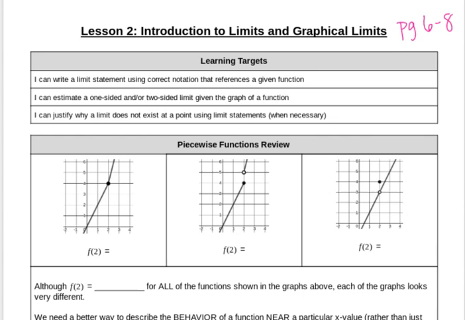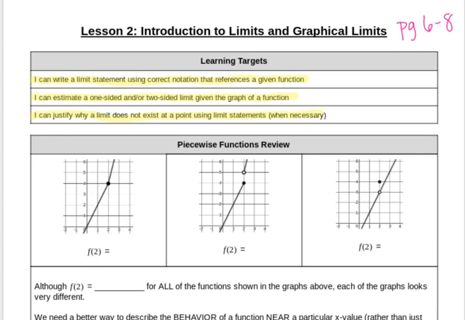We have 3 separate learning targets for today. I can write a limit statement using correct notation that references a given function. I can estimate a one-sided or two-sided limit given the graph of a function, and I can justify why a limit does not exist at a point using limit statements when necessary. So by the end of this video, you should have at least a little bit of an understanding of what each of these learning targets represents so that you can start to then be able to do it all on your own.